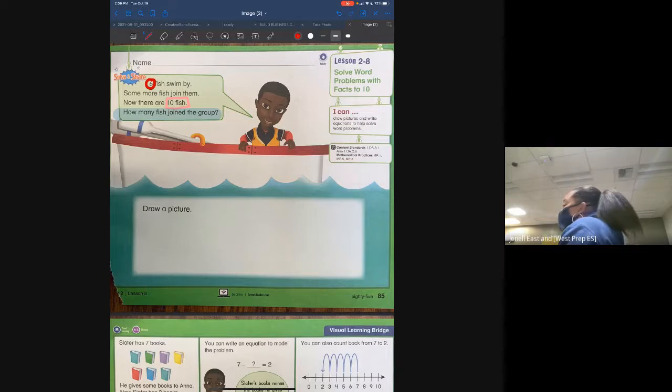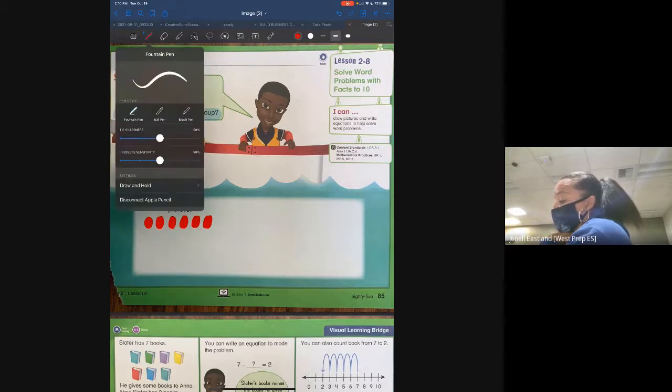Is there someone that wants to walk me through how they solved it? I like the way Aaliyah raised her hand. Aaliyah, what did you do first? I drew 6 circles. Give me a thumbs up if you also drew 6 circles. Okay. So Aaliyah drew 6 circles. And then what else did you do? And then I drew 4. So did you count on? How did you know to draw 4?